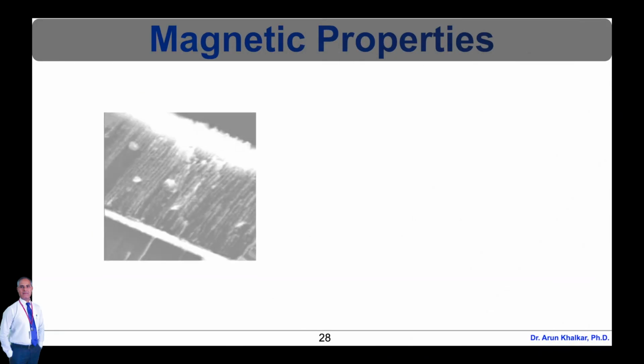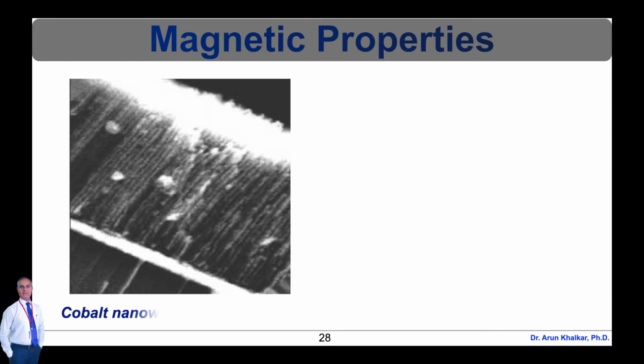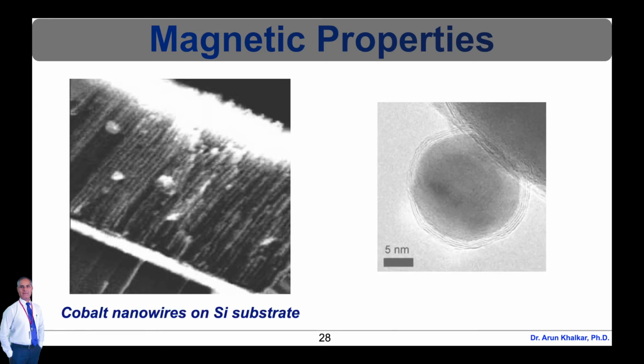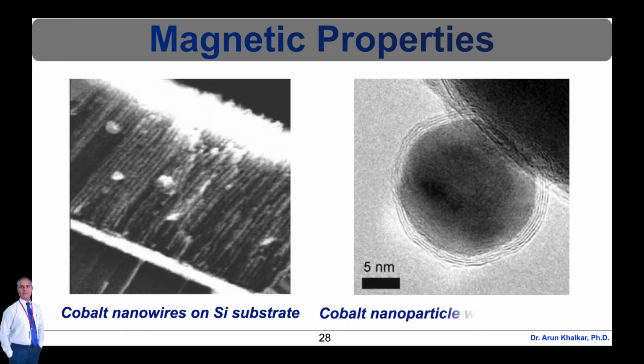Here are the TEM images of magnetic nanoparticles, where the first is cobalt nanowires on a silicon surface, and the second picture is a cobalt nanoparticle with a graphene shell.